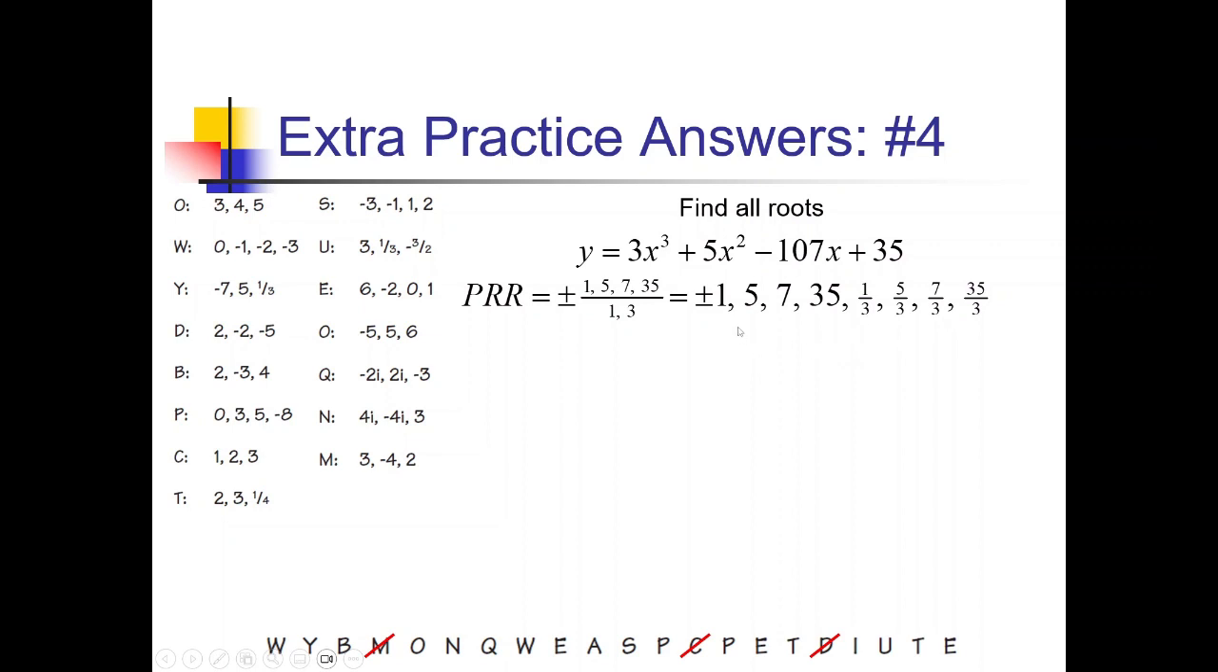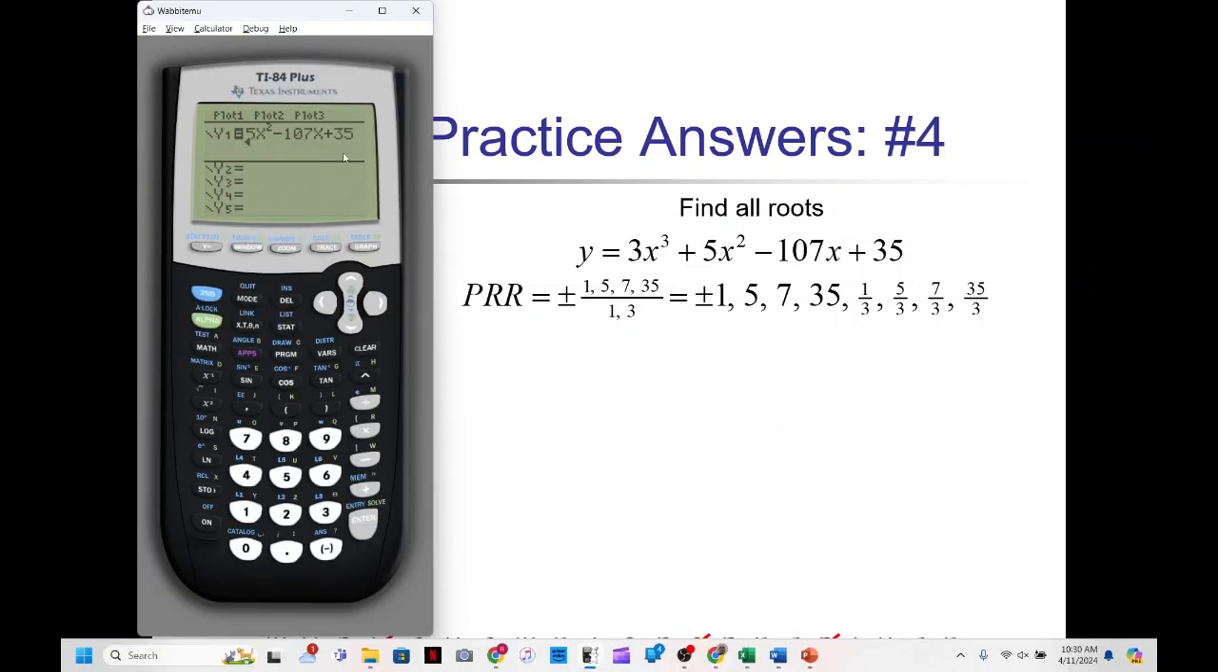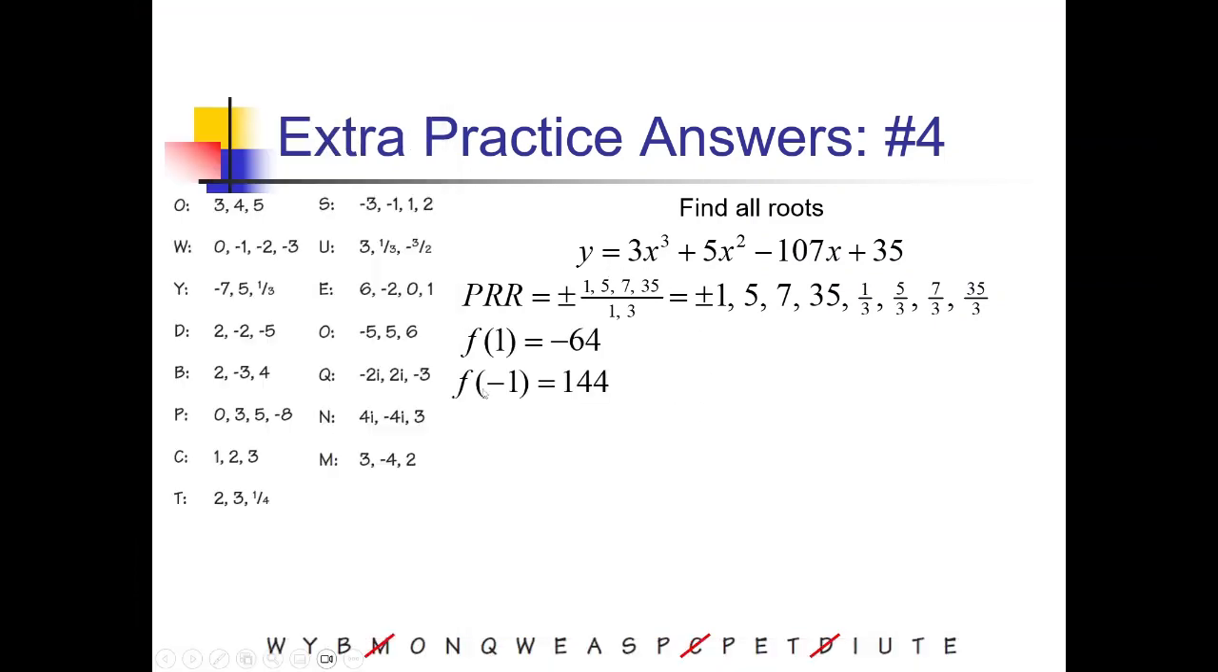All right, to the calculator. So there we are. I've just plugged this crazy polynomial into my y1. Let's go to our table now where I've already got the independent ask option set up. Go back to problem 1 and check out that part of the video if you want to see how I did that. So let me try the ones first. So positive 1, plugging that in. Negative 64, that doesn't work. Let me try negative 1. 144, that doesn't work. Let me try positive 5. That gives me a 0, thankfully. So 1 and negative 1, no dice, but 5 gives me a 0.